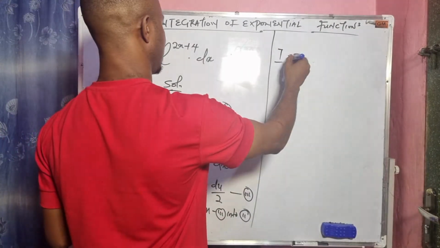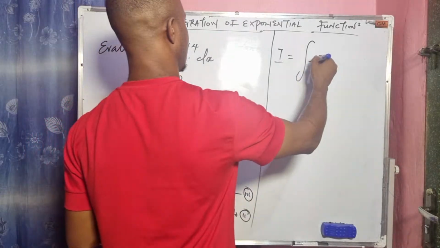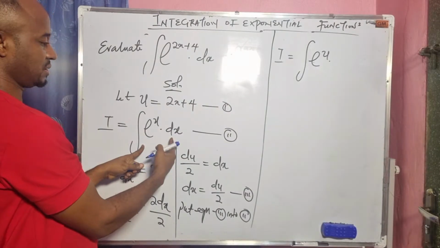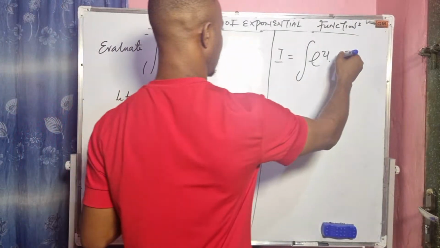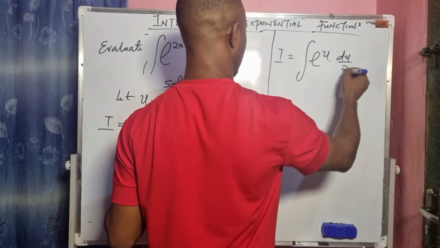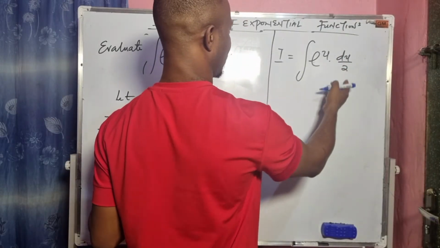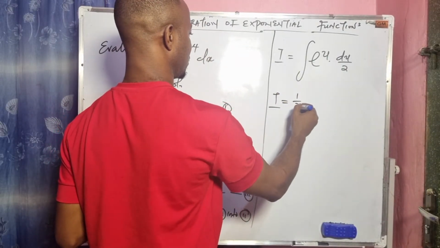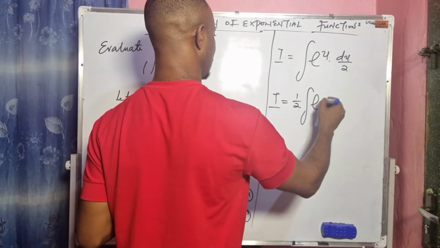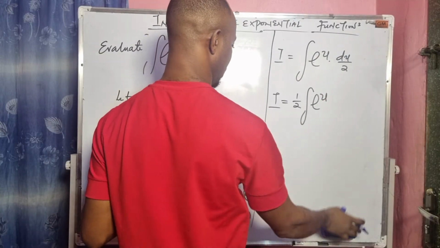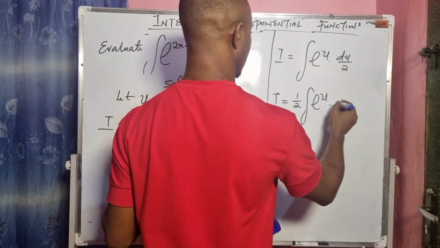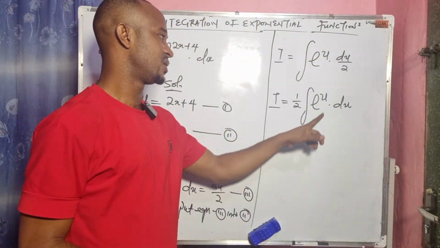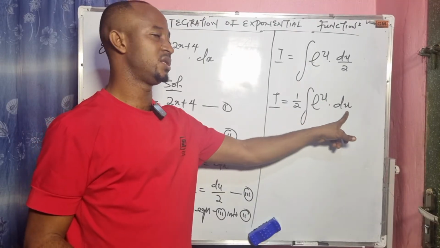So that will give us our integral I equals integral of exponential u dot our dx. Our dx is du over 2. Here we have du over 2, so here we have 1 over 2. I can factor out the half. Here we have I equals 1 over 2 integral of e to the power of u dot du. Now we can integrate because the right to integrate e^u is du.